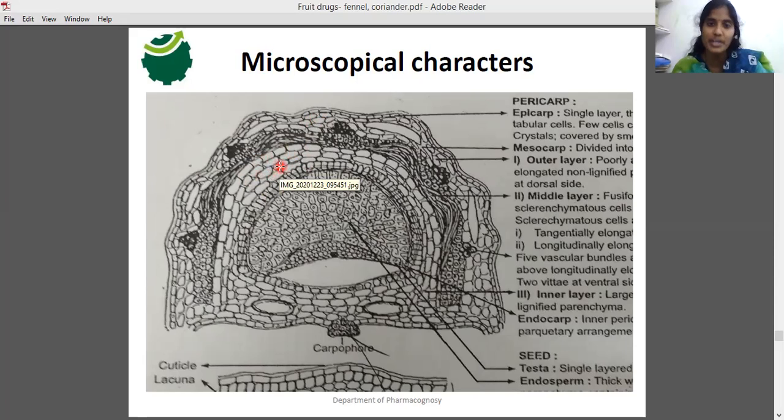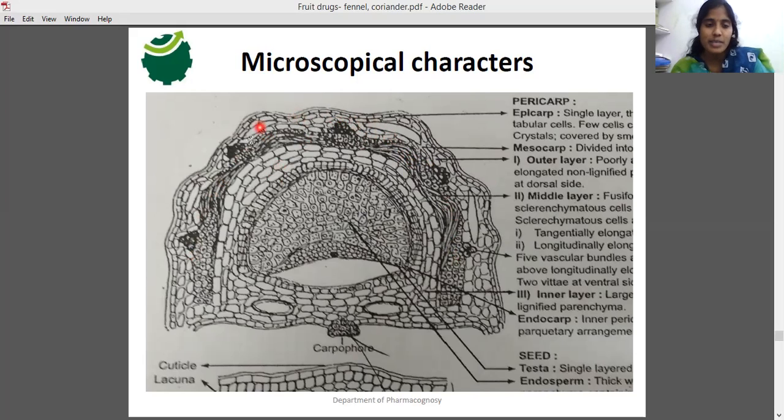It is also one important character of the coriander fruit, which is helpful for the identification of this fruit from the other fruits, or for the differentiation of coriander fruits from other fruits. This middle layer is the sclerenchyma layer or sclerenchyma strip. First, we will discuss this outer layer.